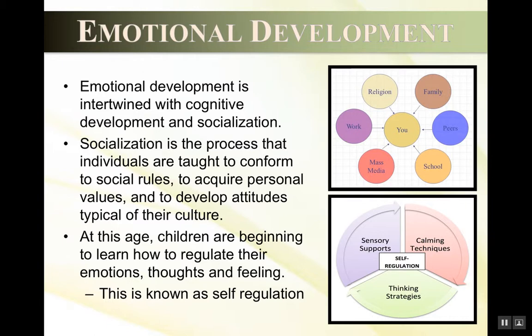And at this age, children are beginning to learn how to regulate their emotions, thoughts, and feelings. And this is what is known as self regulation. So they have this inner social being that they're becoming, and they're starting to learn about new people, trying to figure out how to behave, especially at school, how to get along with others. And they're starting to learn what their friends think and starting to internalize that into who they are as well.